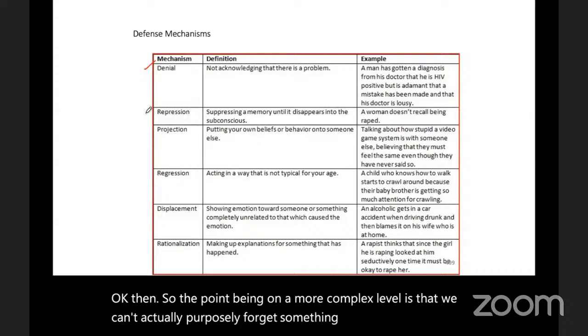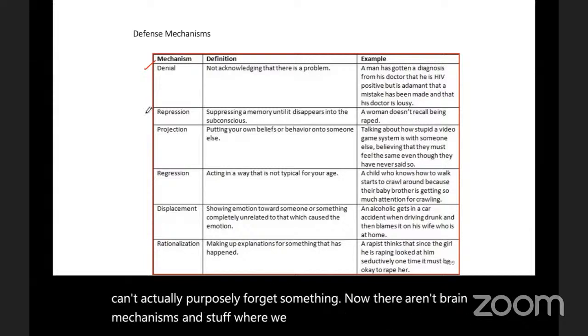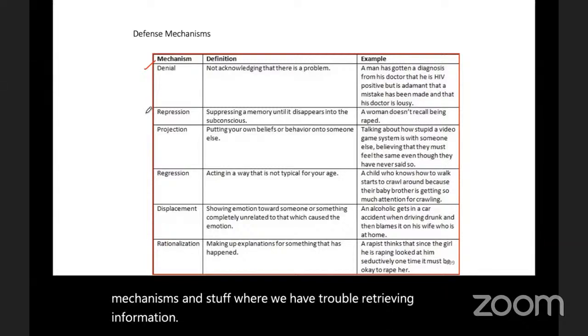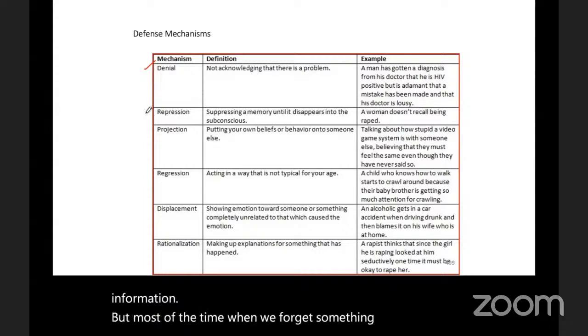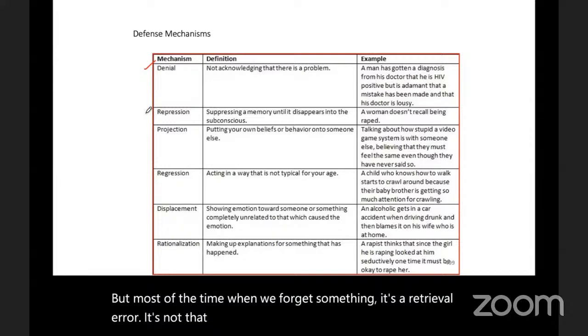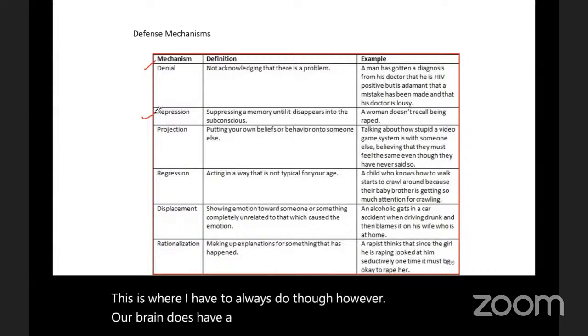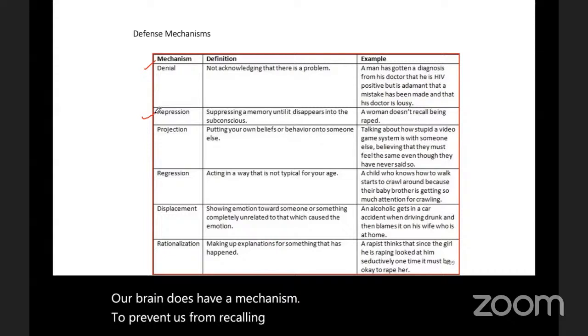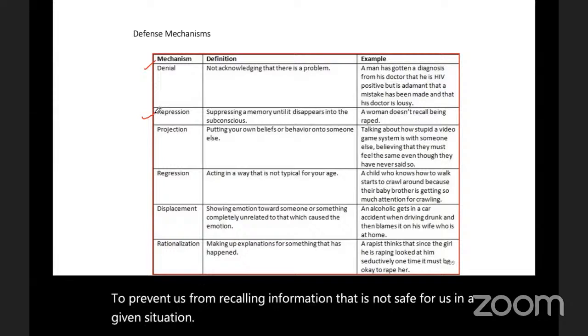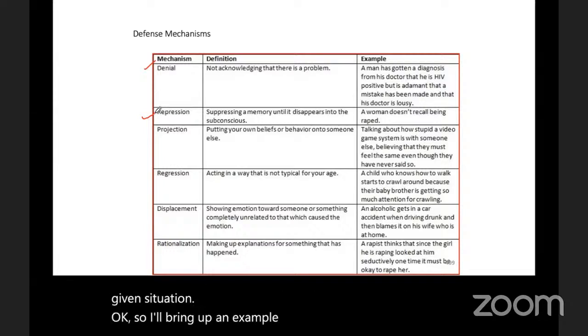Now, there are brain mechanisms where we have trouble retrieving information, but most of the time when we forget something, it's a retrieval error. It's not that we forgot. Okay. However, this is where I have to always do the however. Our brain does have a mechanism to prevent us from recalling information that is not safe for us in a given situation. Okay, so I'll bring up an example of when I used to work with victims of sexual abuse.